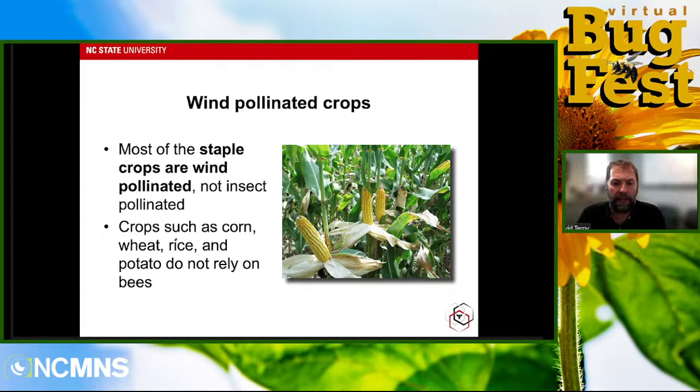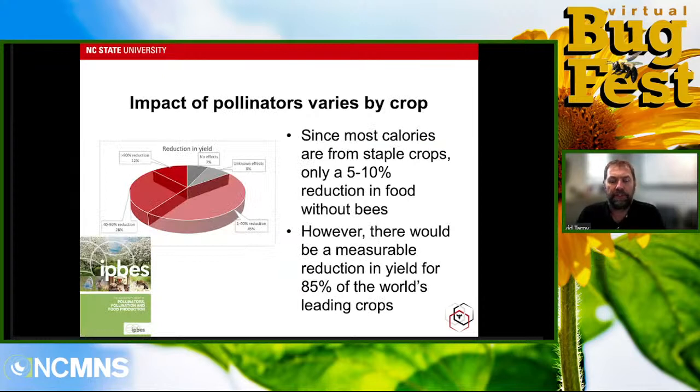They don't rely on bees for their pollination. Now, because of that, most of the calories that we get in our everyday diet, if we were to just get rid of all honeybees, we would only see about a 5 to 10% reduction in our food supply overall. But those crops that are very bee reliant, 85% of which are grown across the world, are the ones that are supplying the fruits and vegetables and the healthy part of our diet, right?